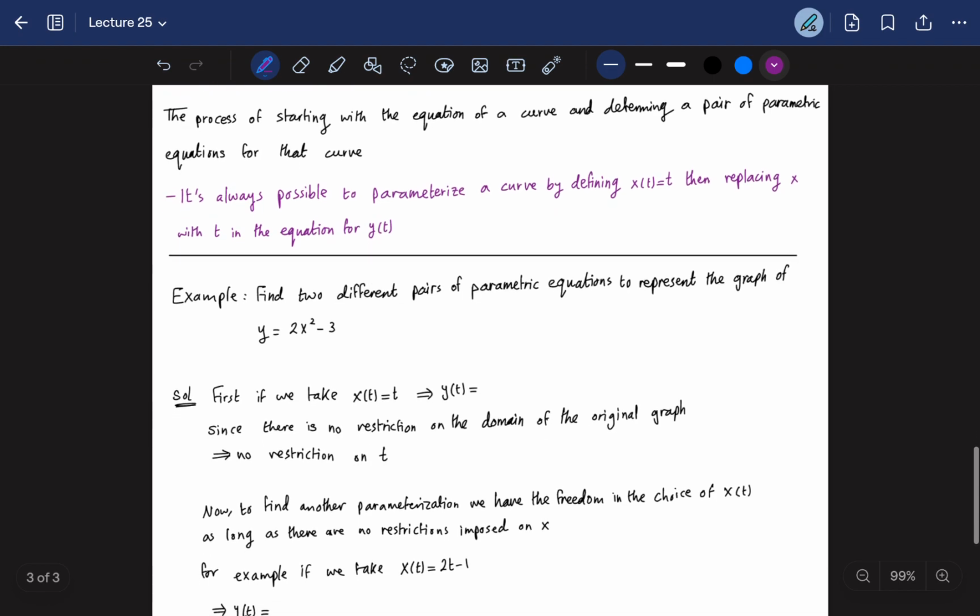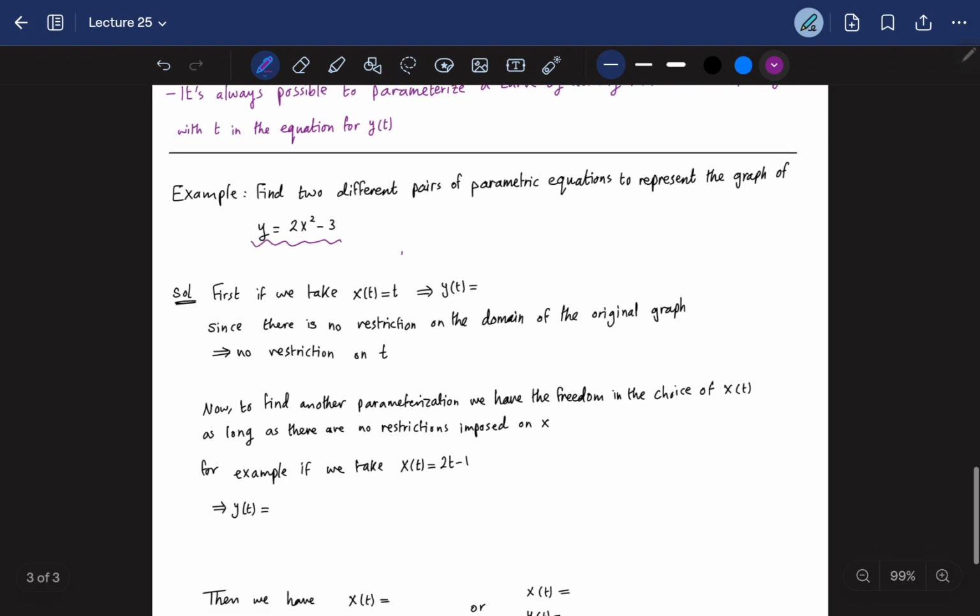So for example, let's find two different pairs of parametric equations to represent this graph. I started with a regular graph that we already know, y equals something in terms of x, and I want to parameterize that to get parametric equations in terms of t. So I want to get x of t and y of t. The easiest thing that we already know is if I start with x of t equal to t, that would be one set of equations. Now you just plug in t instead of x, and you're going to get your y of t. Here we don't have any restrictions on this function, so we're not going to have any restrictions on t.